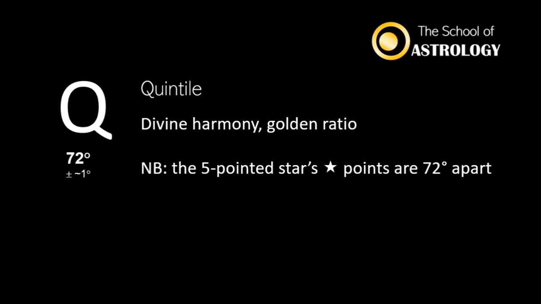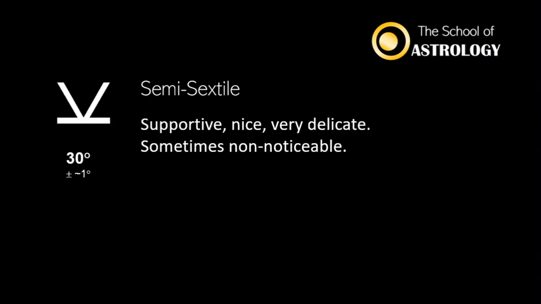Up next is a semisextile. This is like half a sextile, 30 degrees. If we divide the 360 degree circle by 12, we will receive our semisextile. This is also an aspect that doesn't allow any more than 1 degree of orbis for the interpretation. So it's a very supportive, nice, but still delicate aspect because it's already so small and not a main aspect, so to say. Sometimes it's not noticeable.